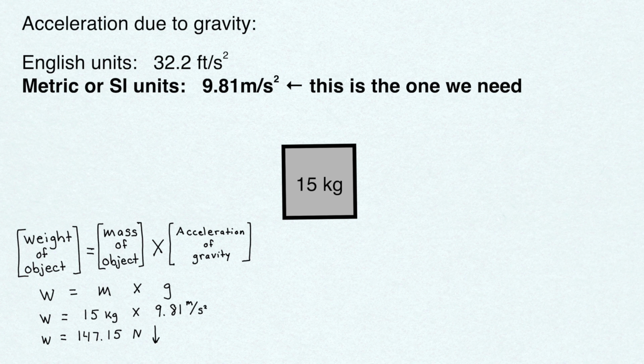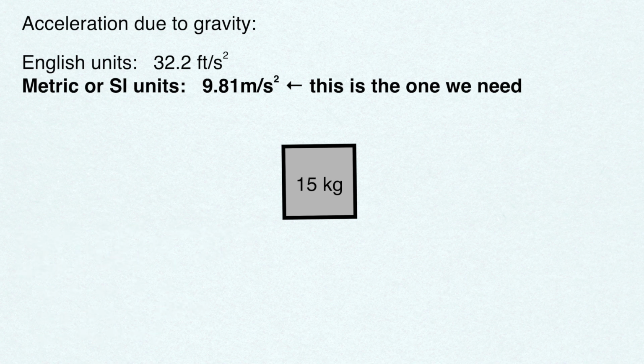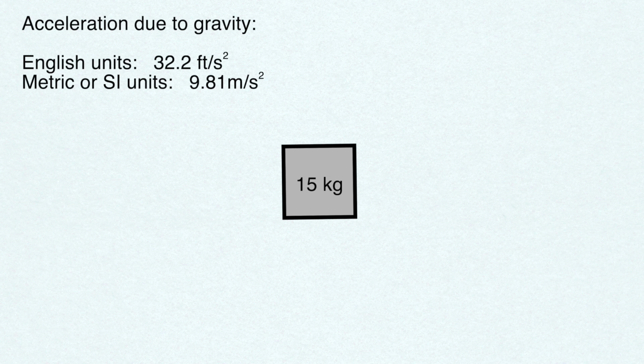So remember, the approximate acceleration due to gravity is about 9.81 meters per second squared if we're dealing with SI units, which come from metric units, and then 32.2 feet per second squared when it comes to American units or English units. So that's the first thing that's on almost every free body diagram. The other thing that's on almost every free body diagram is the normal force.